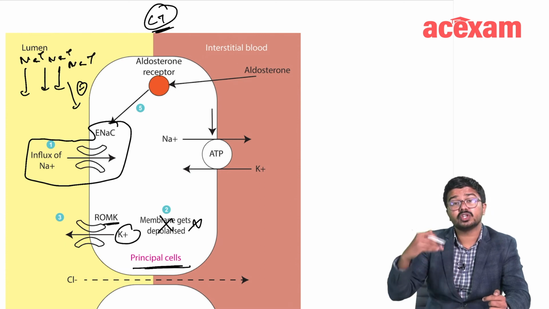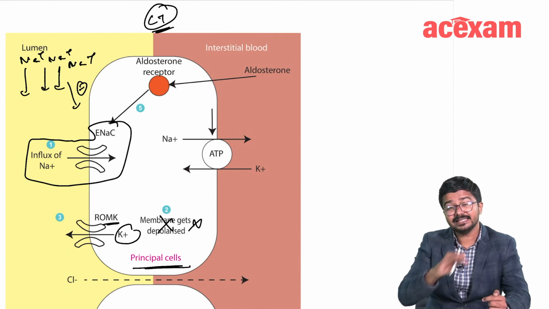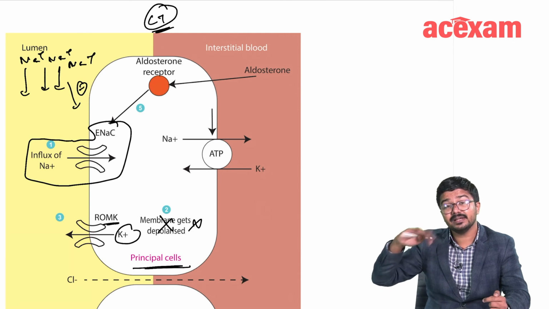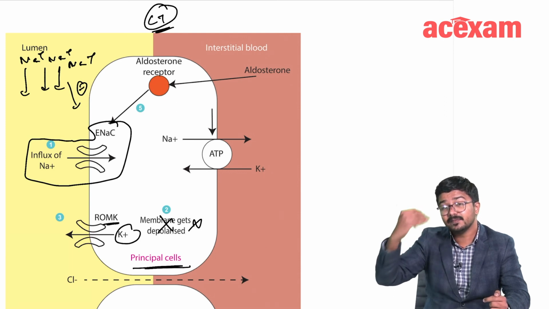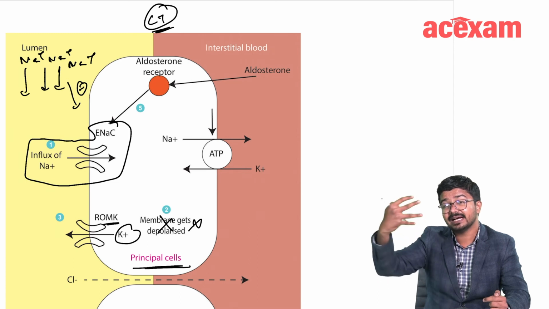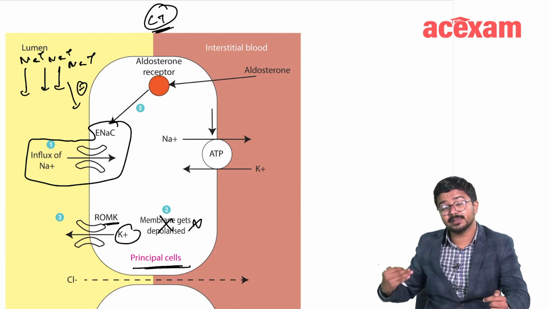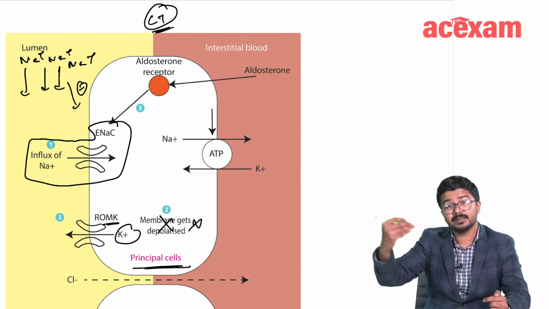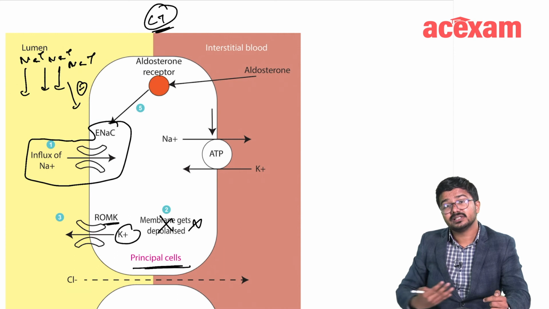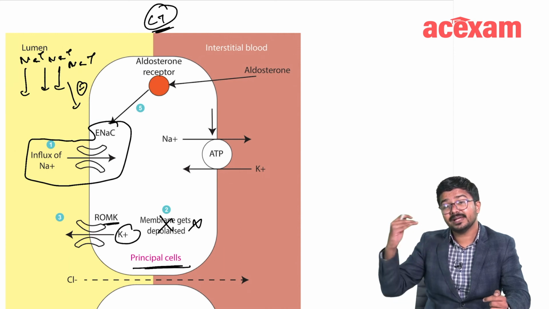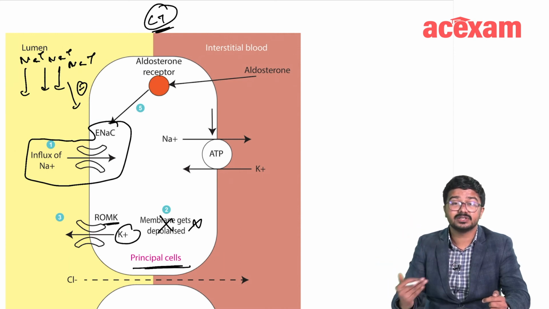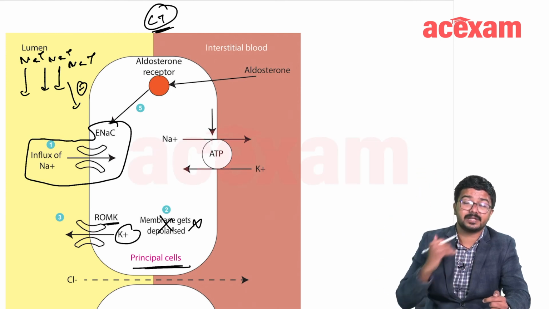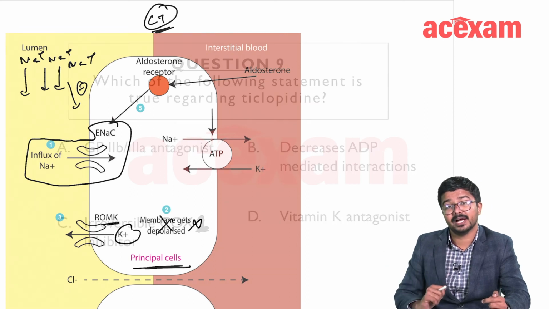When more sodium is coming downstream, this sodium will be influxed through the ENaC channel. There will be more membrane depolarization. With more membrane depolarization, the ROMK channels as well as the H plus ATPase will be eliminating the potassium as well as the H plus. So, there will be loss of potassium. This is how drugs which act upstream cause loss of potassium, thereby hypokalemia.